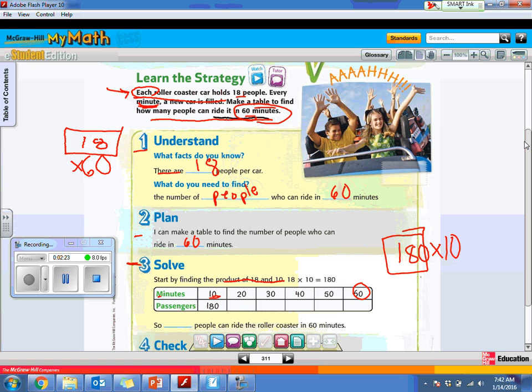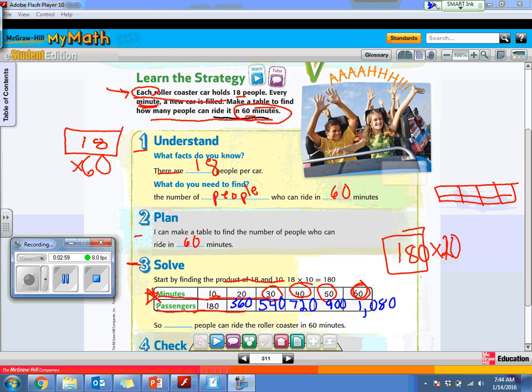Notice what we have here is a row for our minutes and a row for our passengers. This is our table right here. It's really easy to make. It's just simply a rectangle with some labels in it and then our numbers. So here we have 10 minutes. Now 20 minutes, the same thing. You're just going to take 180 times 2. Here we have 180 times 3, 180 times 4, 180 times 5, and finally 180 times 6. So I'm going to come on back and show you what those amounts are.